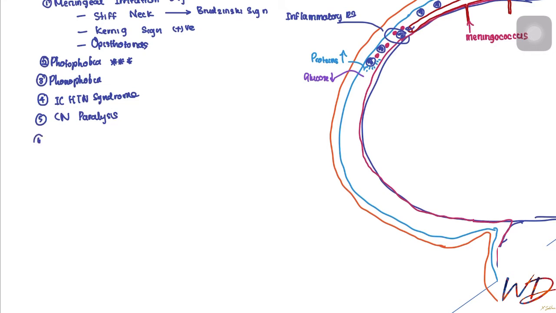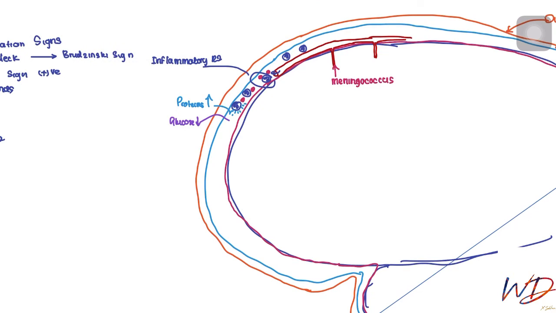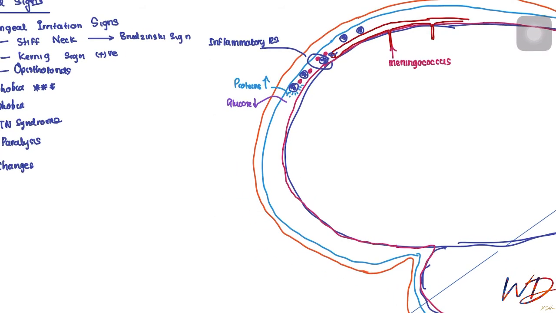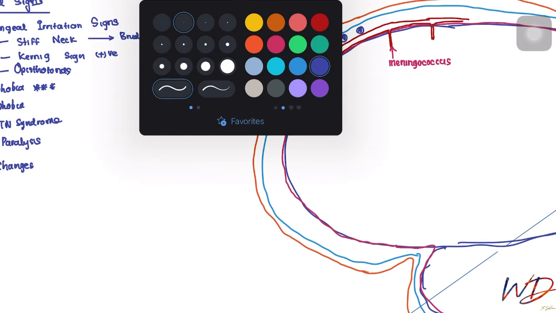Then if you test for CSF, you will see different changes. I talked about some of it. So there will be an increase in white blood cell count. As you can see, white blood cells will come. Then there will be an increase in proteins, a decrease in glucose, and an increase in pressure, because there's going to be edema here.